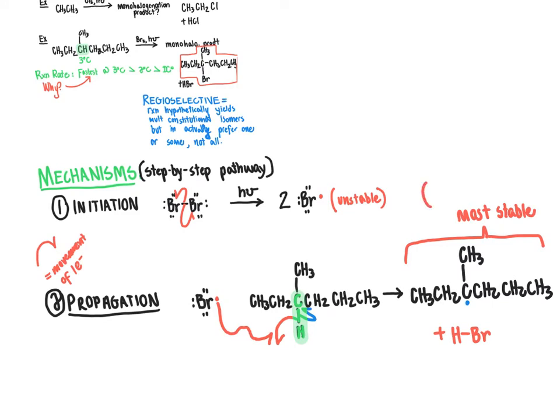So it's going to be more stable. A tertiary carbon radical, which I'm putting a dot there to indicate tertiary, is more stable than a secondary and more stable than a primary. And so it's the most stable and it's going to form the fastest.